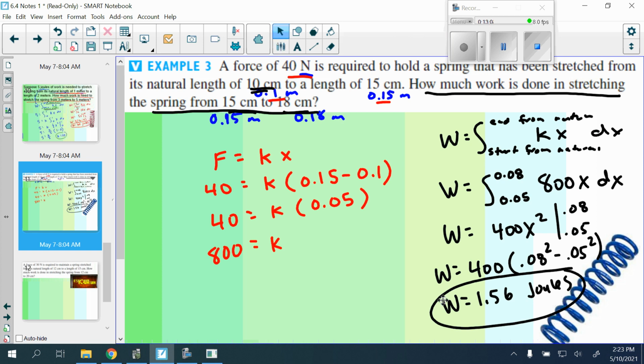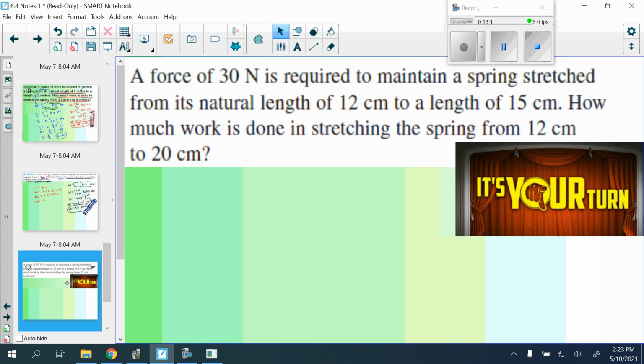Okay, let's have you try one out. See if you can read through this one and see what you get for the work done on the spring here.